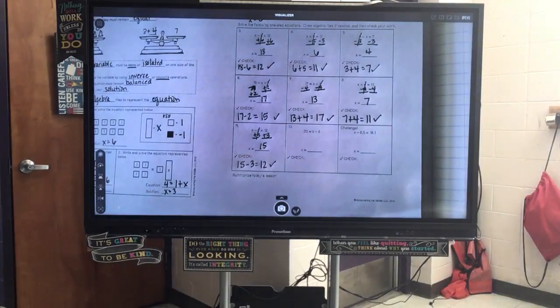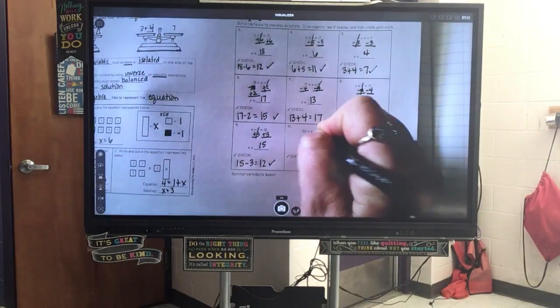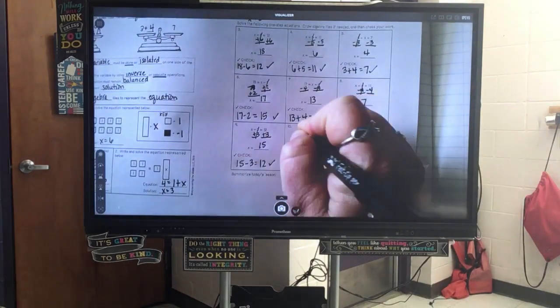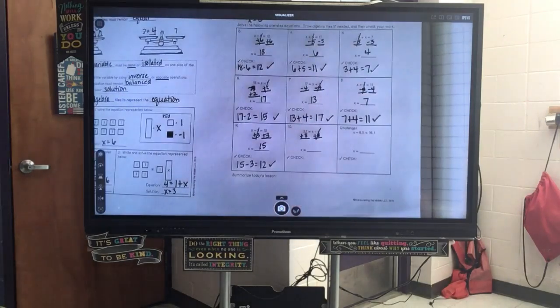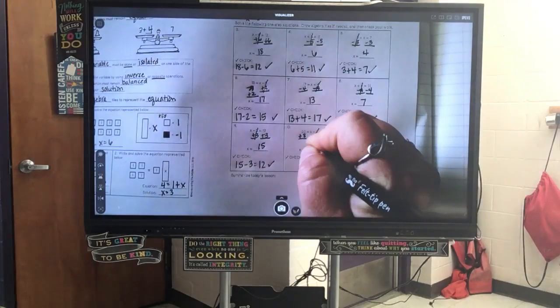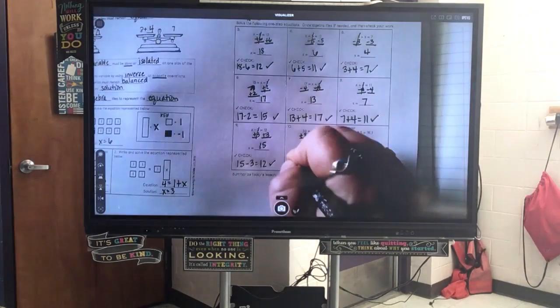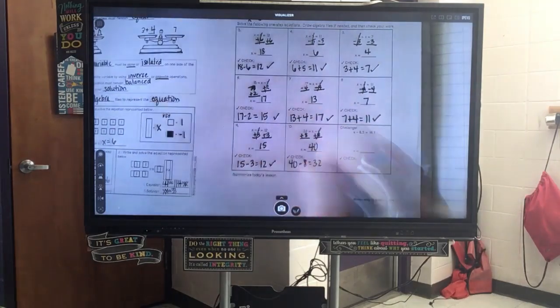All right, number 10, 32 equals x minus 8. What do we do here? All right, Kim. Okay. Okay. And why are we adding 8 instead of subtracting it? Okay, all right, and what is 8 plus 32? Okay, and then what do I do? How do I check it? And do we agree with that?